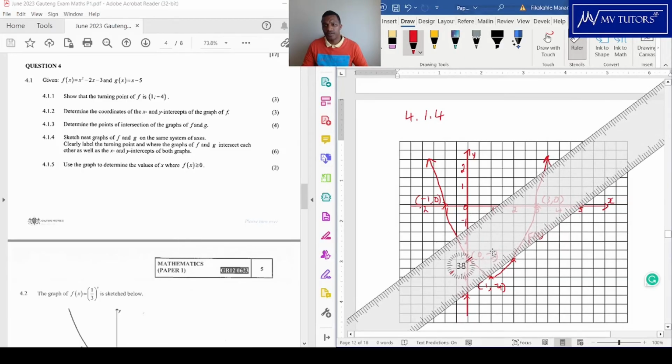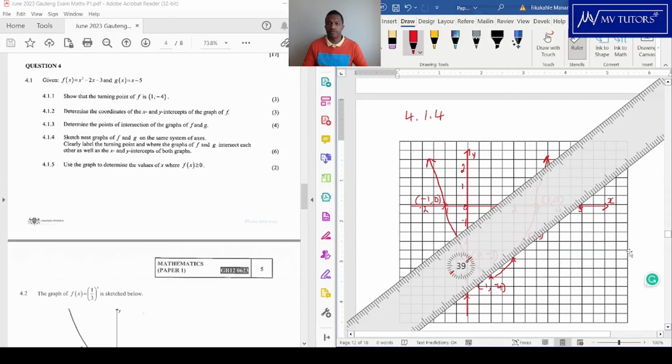Let's see, that's not perfect. Almost there, it's just one more notch. There we go. So if I join these points, then that's my graph. It passes there, passes there. Thank you, ruler.